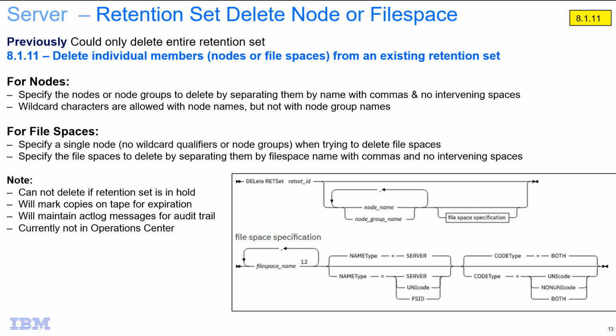So if there is a hold on a retention set, then issuing a delete node or file space against that retention set will not work. We will mark copies on tape for expiration if you do delete something off of them. And we will maintain activity log messages that you have deleted a node or file spaces. Those messages will be retained for the life of that retention set, and that's for audit trail purposes. Now this currently is command line only.